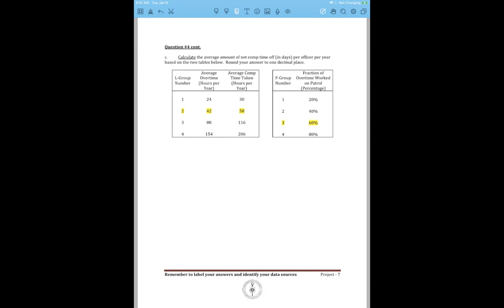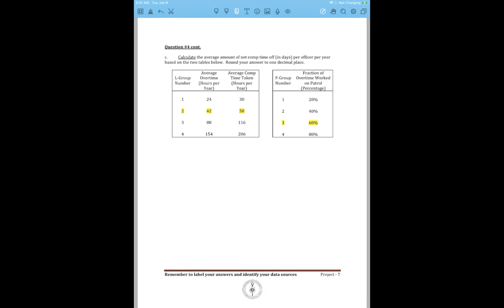Question 4C is now asking you to calculate the average amount of comp time taken per year, or the net comp time off, NCTO. And you want this answer in days. This is where it gets a little tricky, because when you're dealing with one question, you're dealing with days, and another question, you're dealing with hours. So please pay attention to details, especially on this question.